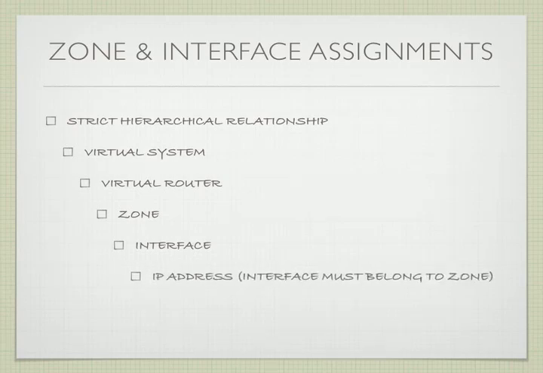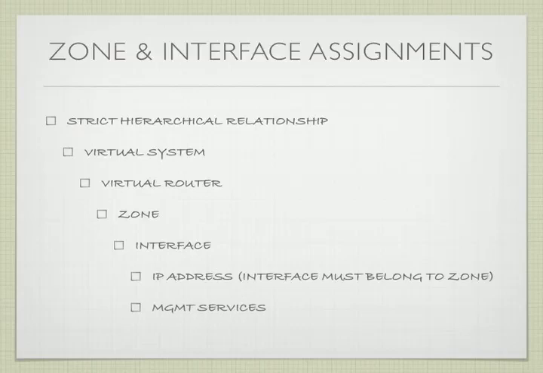And finally, at the bottom here, we have the IP address. The IP address is assigned to the interface. So the interface must belong to a zone in order to get an IP address. If it's sitting off in null and hasn't been configured, then you won't be allowed to assign an IP address to it.